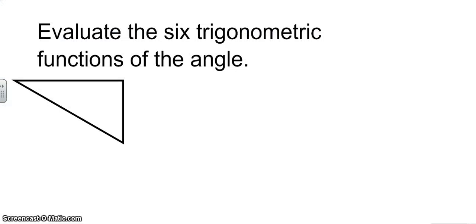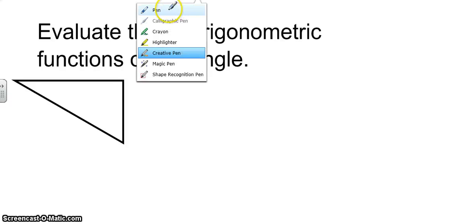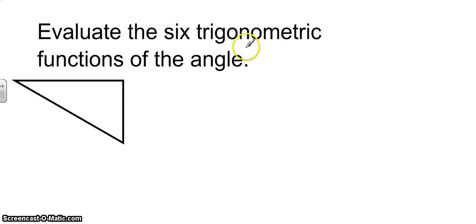Now let's try an example. We're going to evaluate the six trig functions of the angle theta. And this is my right angle. This is going to be theta. And this side is 8. This side is 6. And this side I don't know yet. So this would be the given information.